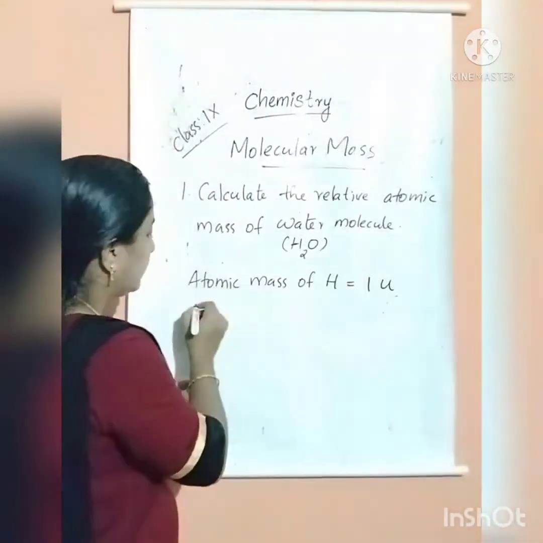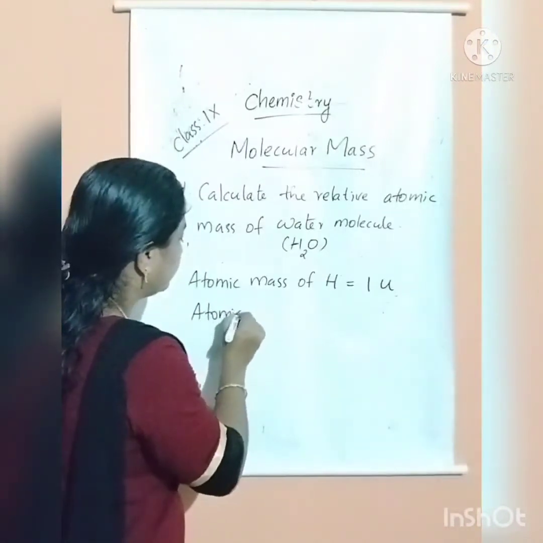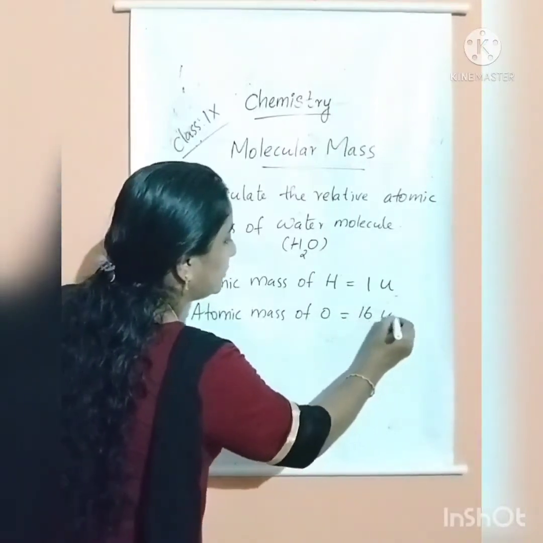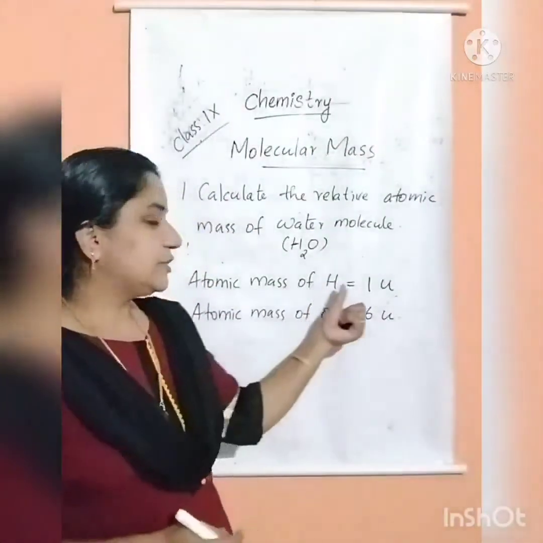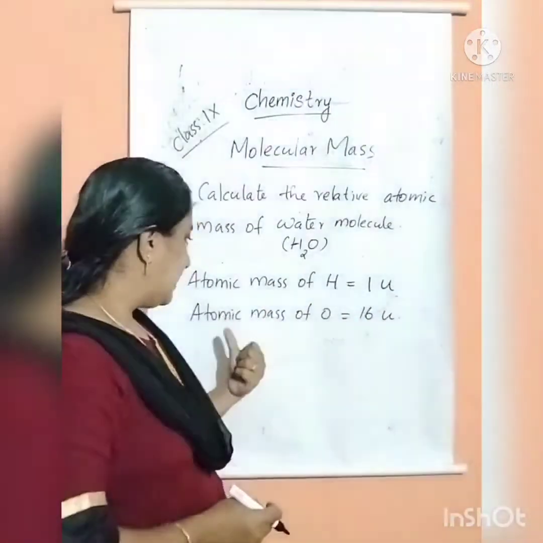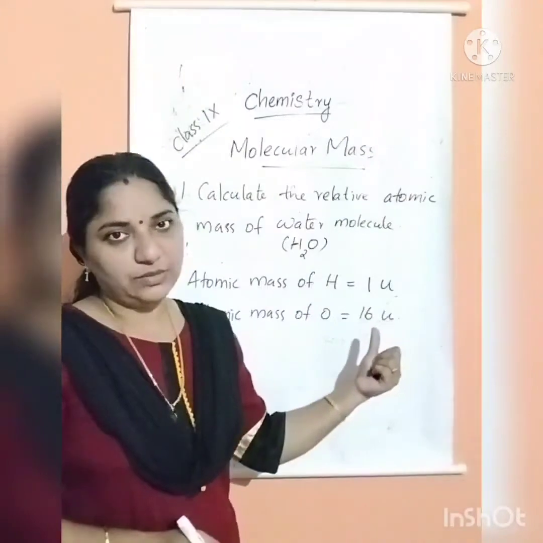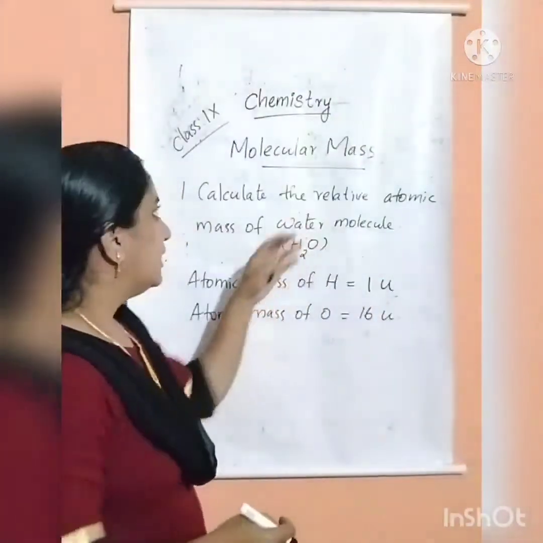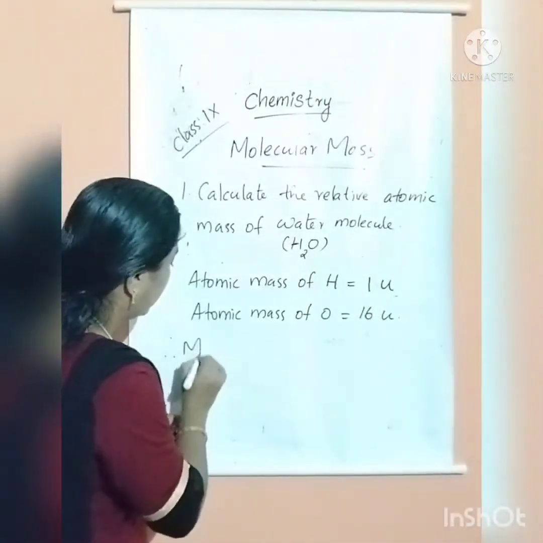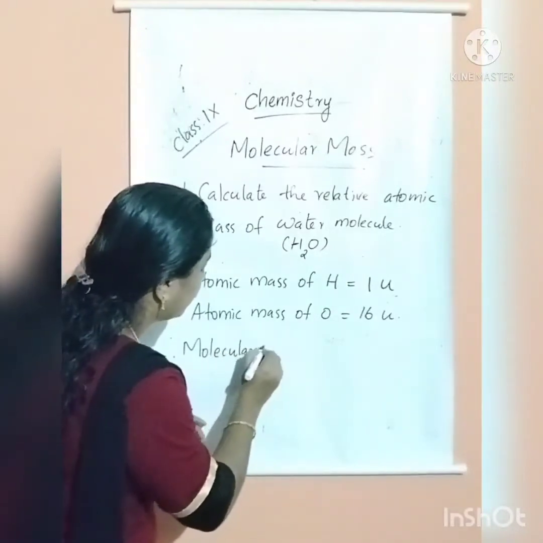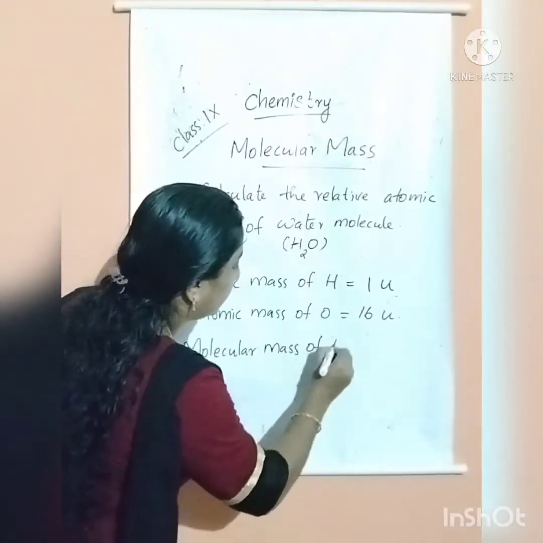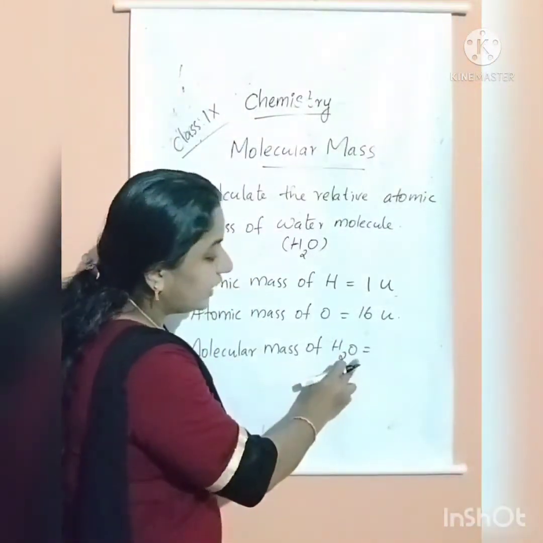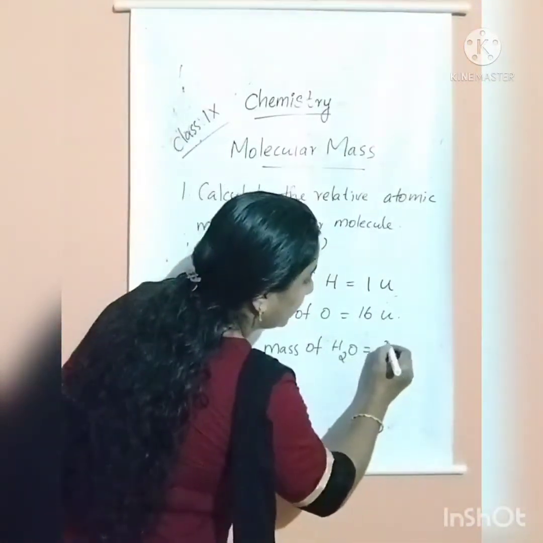Then what is the atomic mass of oxygen? The atomic mass of an oxygen atom is 16 atomic mass units. Atomic mass of hydrogen is 1 atomic mass unit. Atomic mass of oxygen is 16 atomic mass units. So, with the help of these atomic masses, we can calculate the molecular mass. Therefore, the molecular mass of water is, here you can see 2 atoms of hydrogen and 1 atom of oxygen.